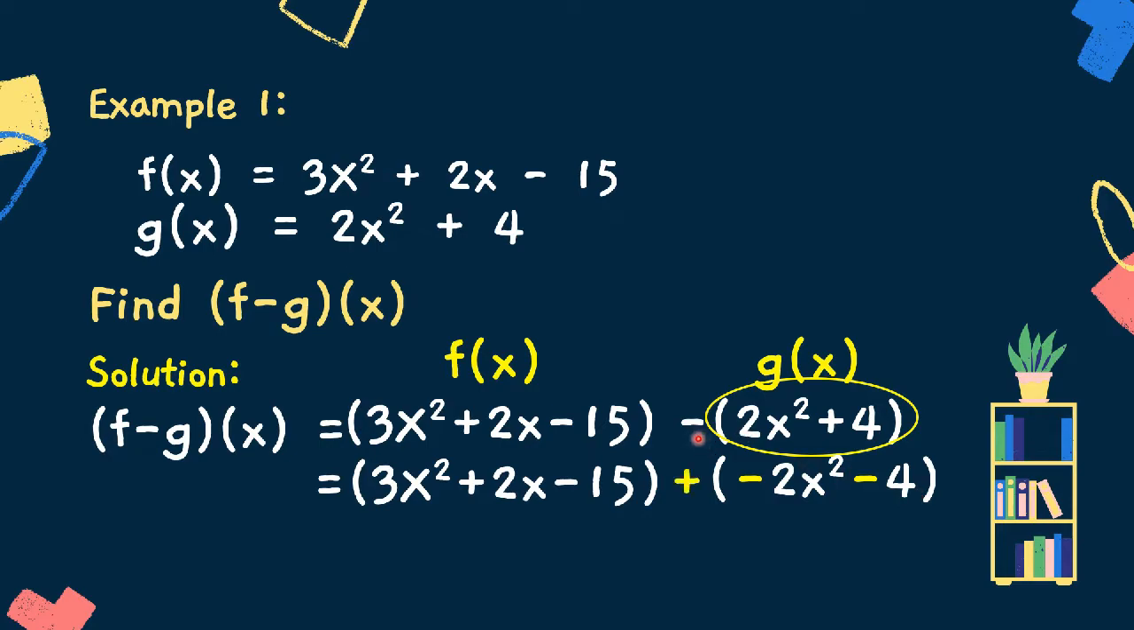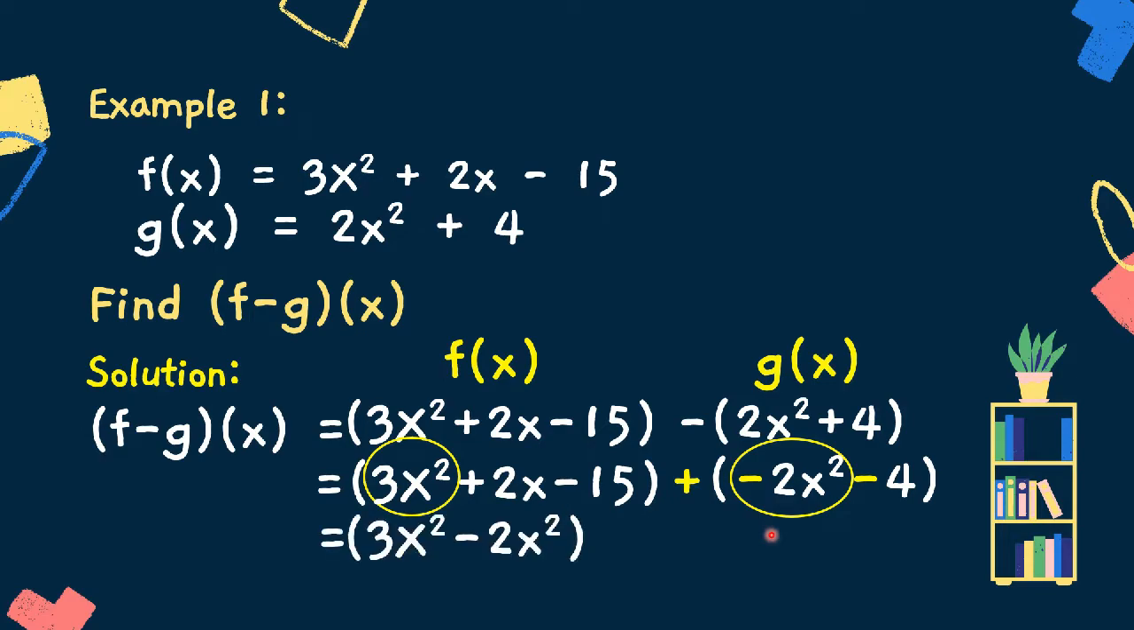And subtraction will become addition. This time, we have to follow the rules in addition. So take note, subtracting functions is like adding functions. The next step is we have to identify or combine like terms. Here, we have like terms such as 3x squared and negative 2x squared. So we have to combine them or simply write them together. So we have 3x squared minus 2x squared.